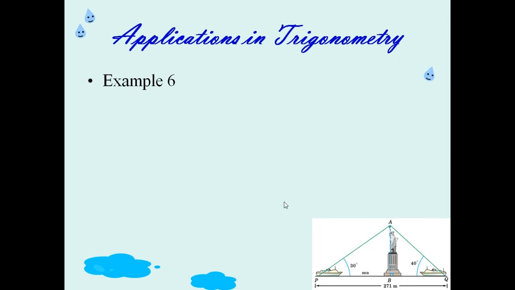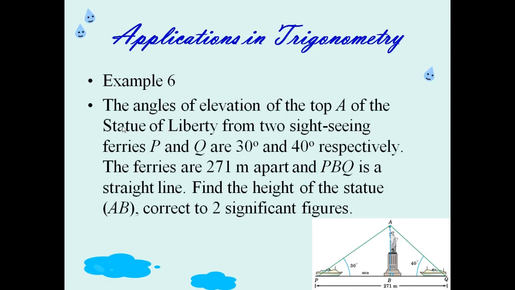The other question is like this: you do not have two buildings but have two observers. Here you see the Statue of Liberty from the two observers. Although it is a triangle, it is not a right angle triangle. But this triangle can be cut into two right angle triangles. So if I want to do a problem like this, I will cut it into two right angle triangles.